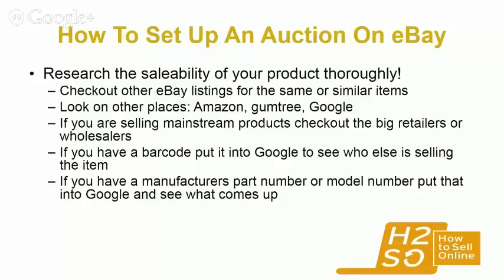If you've got manufacturer's part numbers or a model number of the product that you're going to sell, again, put those details into Google. See what comes up. If they come up in Google, Google will bring up anybody who's selling that product in Amazon or eBay as well. So you can cross-reference and also put those details into Amazon and also into eBay. You will find that they will cross-reference nicely for you.